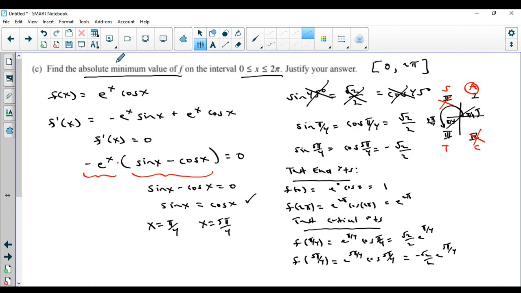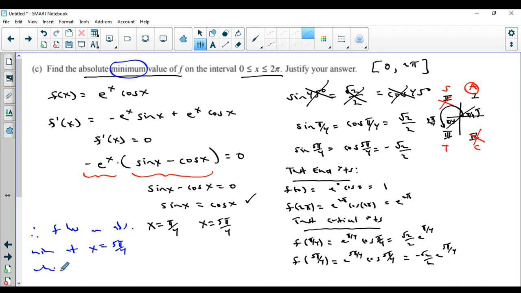Because the question asks for the absolute minimum, right? So you have to compare these now. The biggest is your max, the smallest is your min. You're like, oh my God, I don't have a calculator. How am I supposed to compare these? Well, you have a positive value, and a positive value, and a negative value. So guess what? The negative is your minimum, all right? So therefore, we can say something like f has an absolute min at x equals 5 pi over 4. But what they're asking for is the actual minimum value of f.